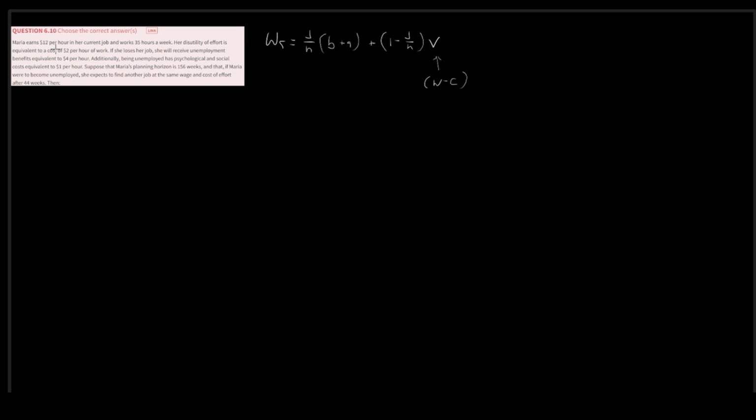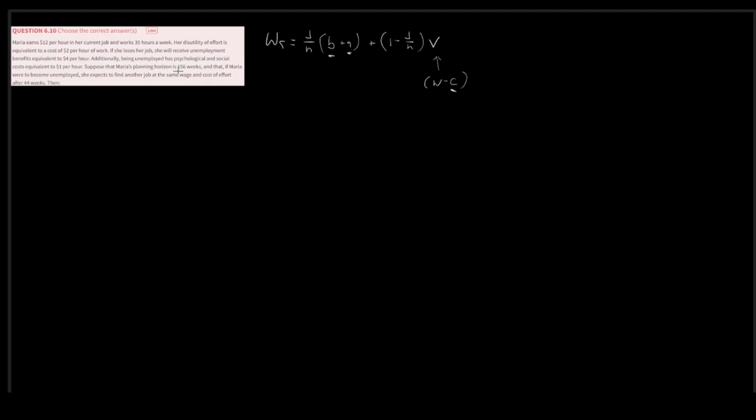Let's take a look at this scenario and see exactly what's happening. So Maria earns $12 an hour in her current job. She works 35 hours a week. Her disutility of effort is equivalent to a cost of $2 per hour of work. That's her cost. That is how much she dislikes her work. If she loses her job, she will receive unemployment benefits. Okay, that's B, benefits of $4 an hour. Additionally, being unemployed has psychological and social costs equivalent to $1 per hour. So that is our implicit benefits of being unemployed. And in this case, these are costs of 1, so -1.